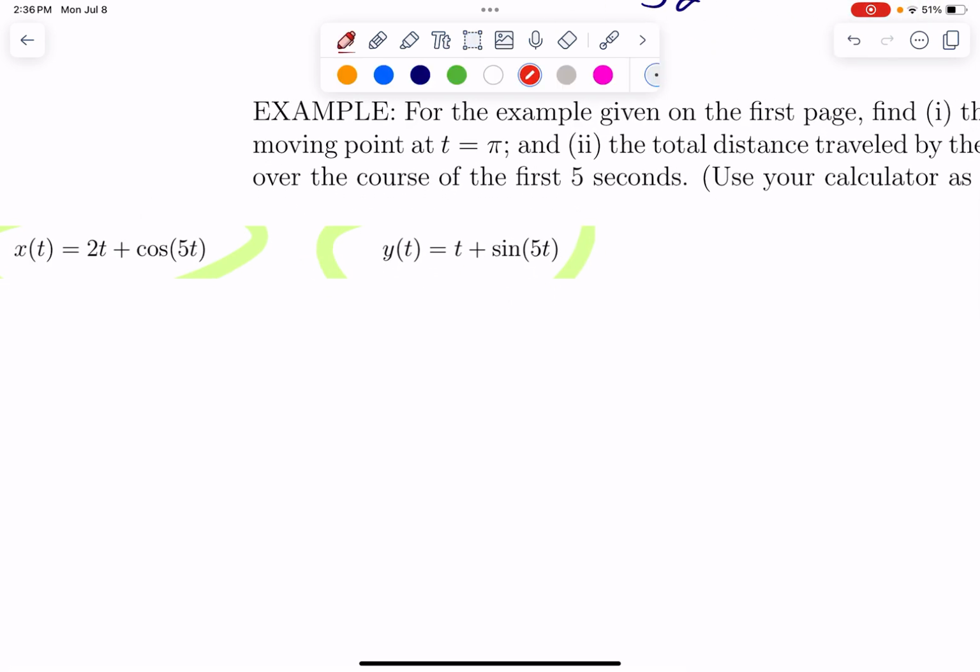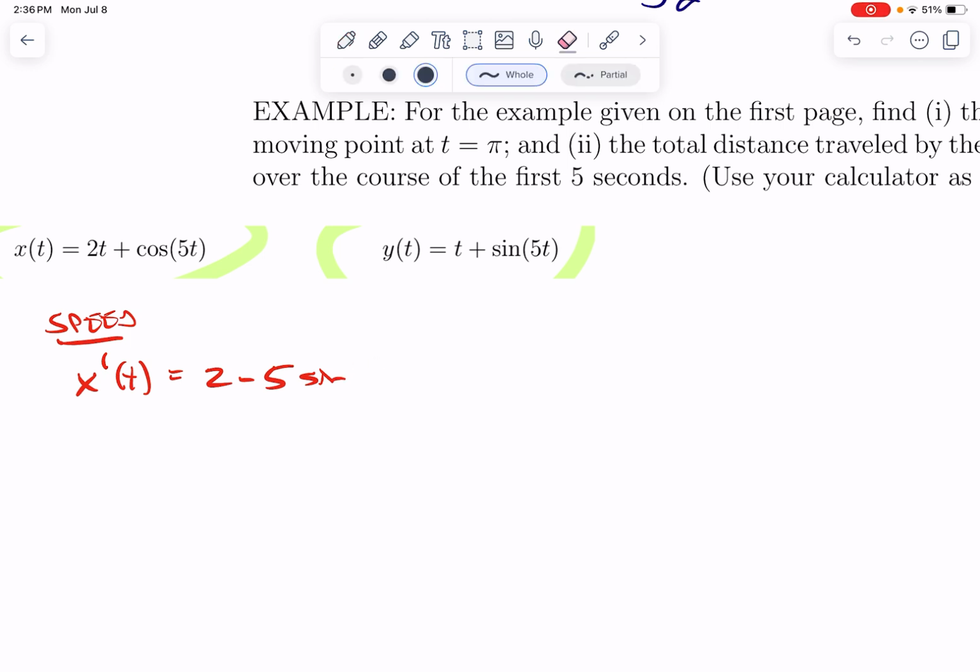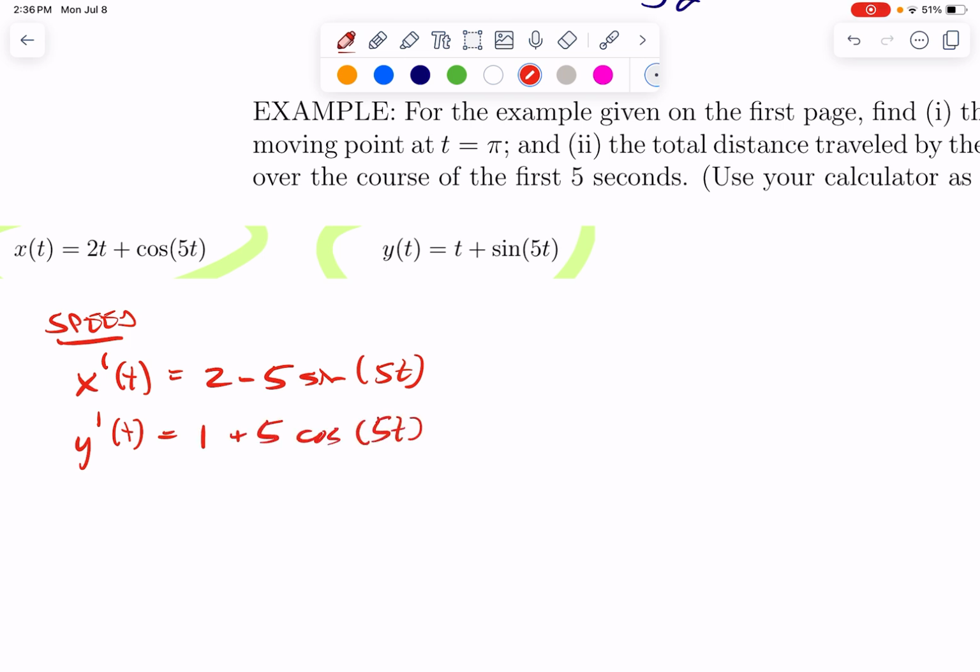So to figure out the speed, the rate at which x is changing, you could think of this as measuring horizontal-only velocity. Hopefully I'm not doing this wrong. The derivative of 2t is 2, and then the derivative of cosine 5t by chain rule is negative sine of 5t times 5. The derivative of y would be 1 plus 5 cosine 5t.